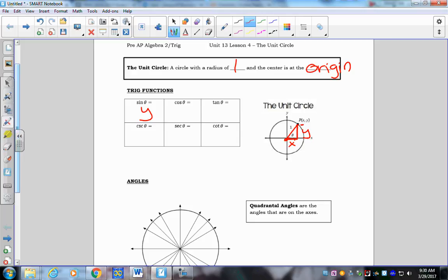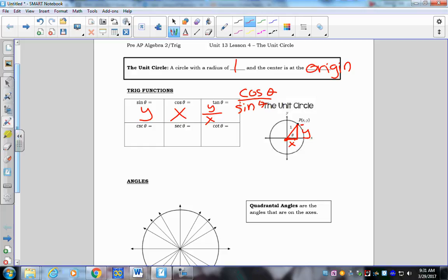Cosine is going to be adjacent over hypotenuse. So that is x over 1, or just x. And once again, this will all tie in as we move throughout the lesson. So if right now you're not sure why I'm doing this, it will come clear as we go on. So tangent is opposite over adjacent, which is y over x. Now take a look at your cosine and your sine. Something that we haven't really talked about yet, but we will need to know moving forward. Tangent really is just sine divided by cosine. Okay, and we're using this throughout trigonometry. So in that case, it's y over x. We're going to keep that in mind.